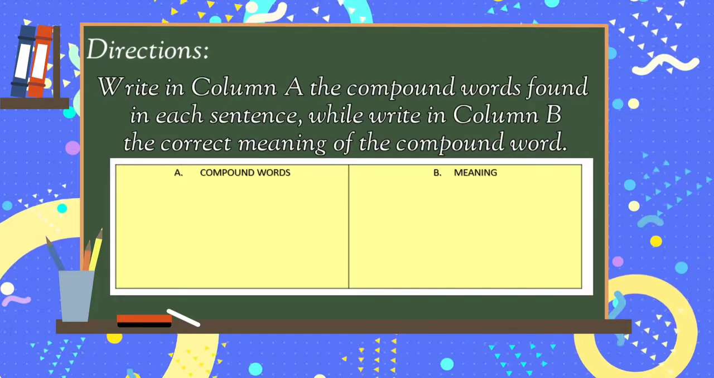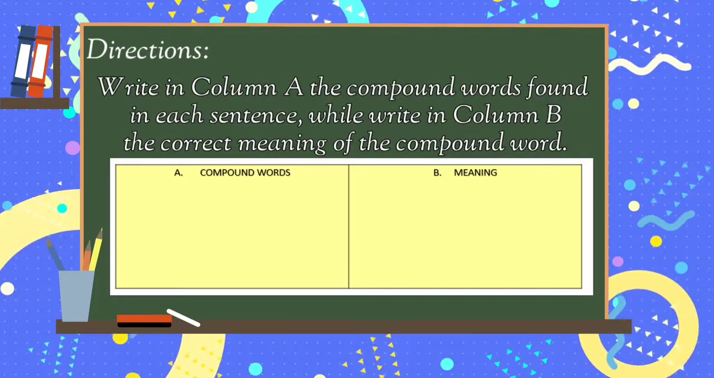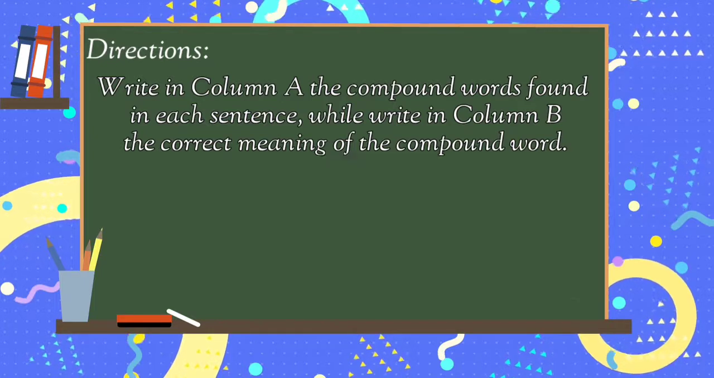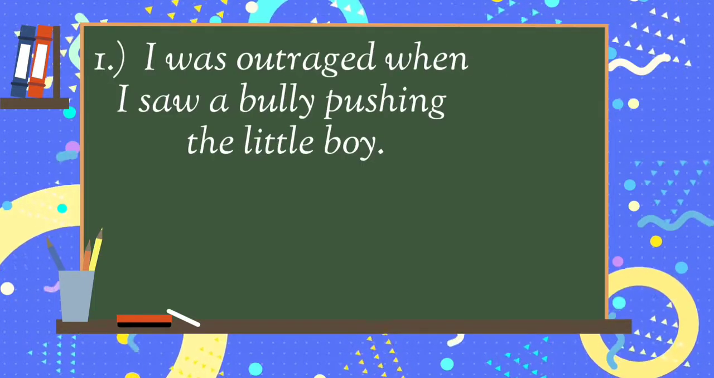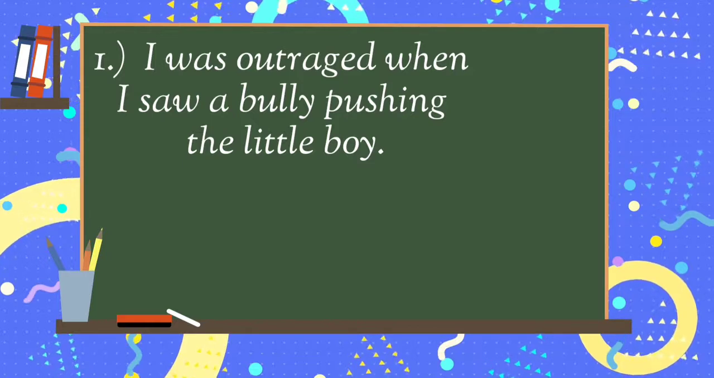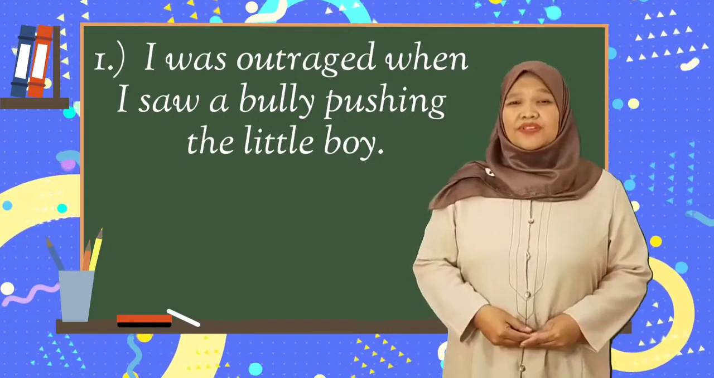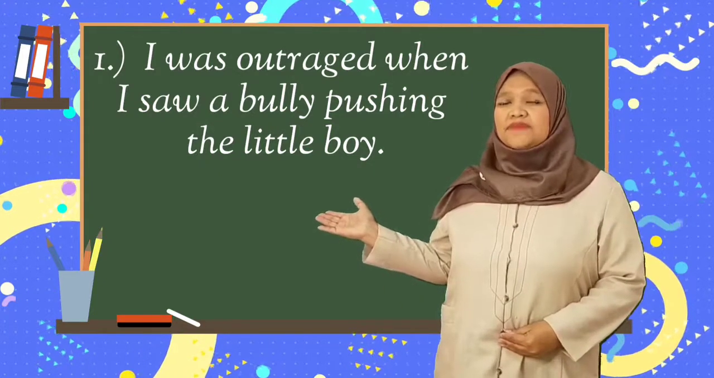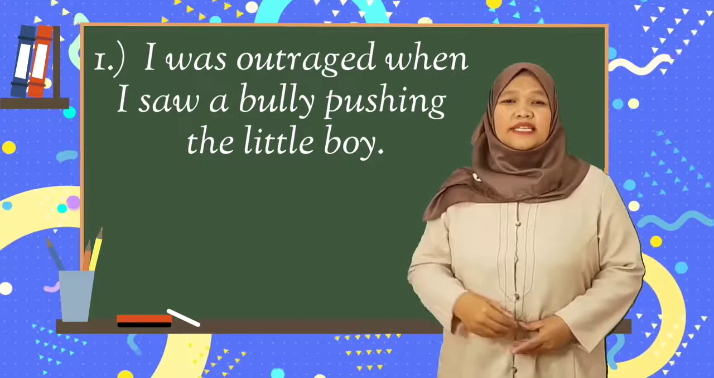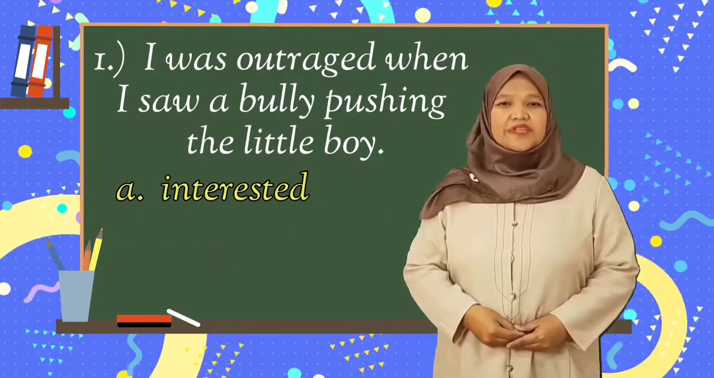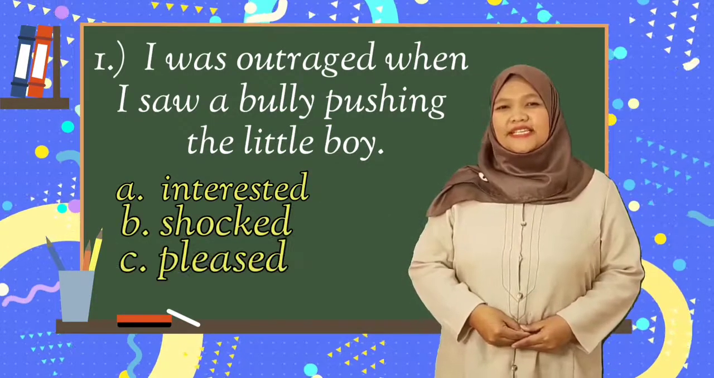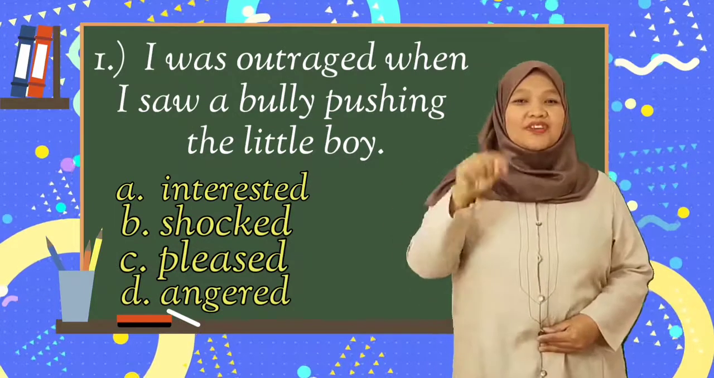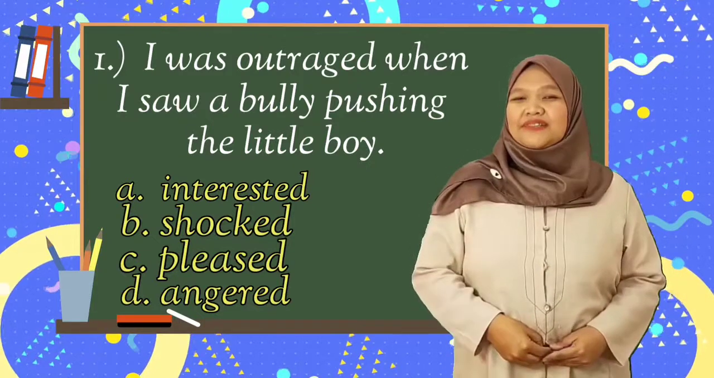Write in column A the compound words found in each sentence, while in column B write the correct meaning of the compound word. I was outraged when I saw a bully pushing the little boy. What do you think is the compound word in this sentence? And what does it mean? Is it letter A, interested, B, shocked, C, pleased, or D, angered? Write down your answers and we'll check them later.